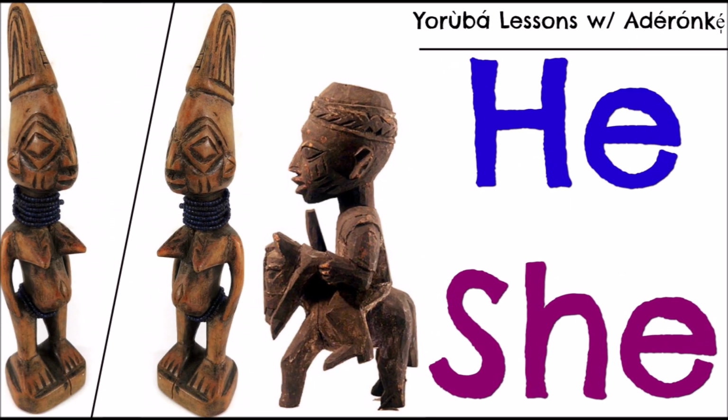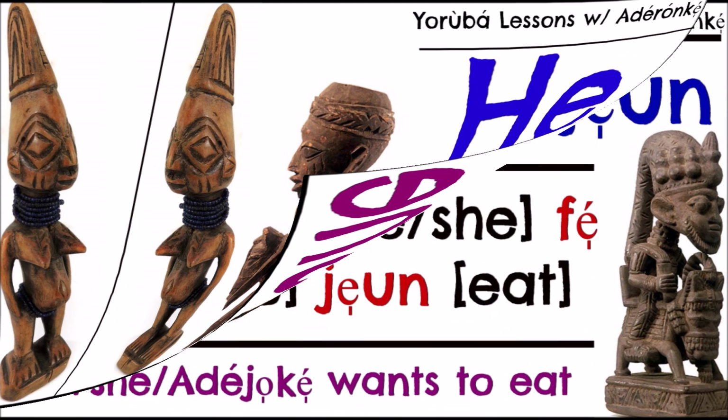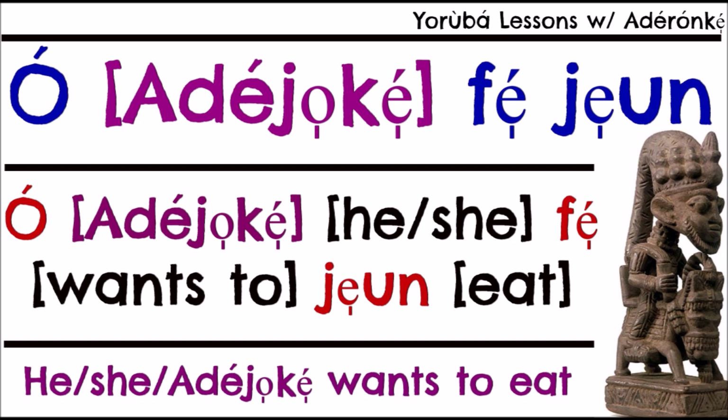And then we're talking about he or she. When I'm talking about someone else, whether they are male or female, doesn't matter. It's just one pronoun that we use in that case, and it could literally be he or she. Ó fẹ́ jẹun. He wants to eat. Ó fẹ́ jẹun. She wants to eat. Ó, I said it's he or she.